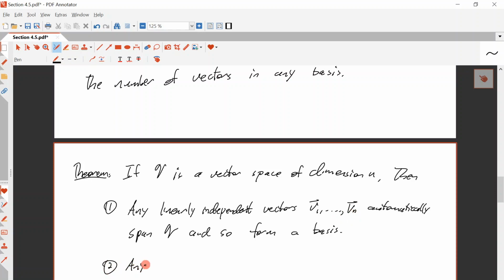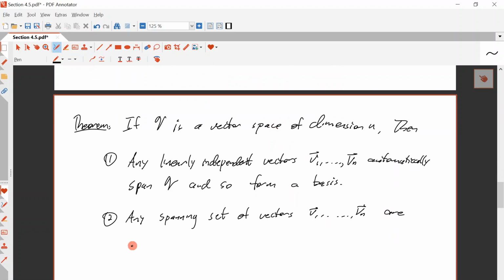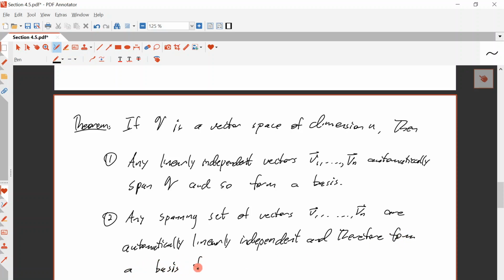Two, any spanning set of n vectors, little v1 to little vn, is automatically linearly independent, and therefore forms a basis for V. Why is that the case?